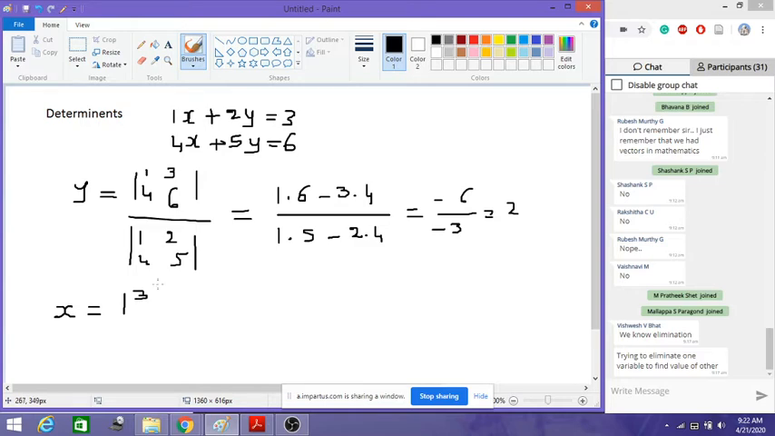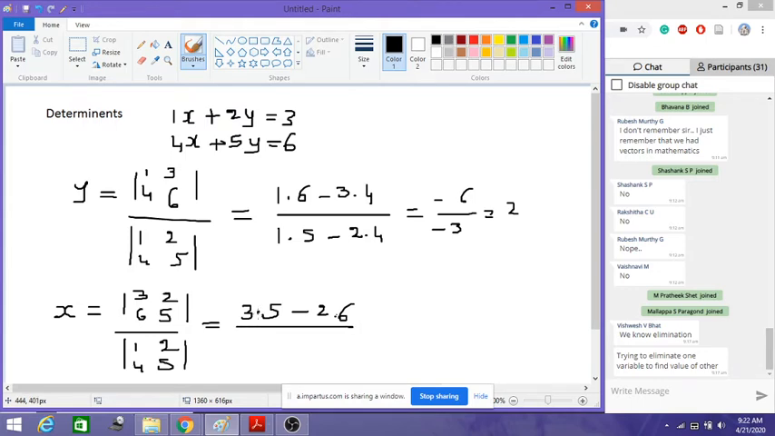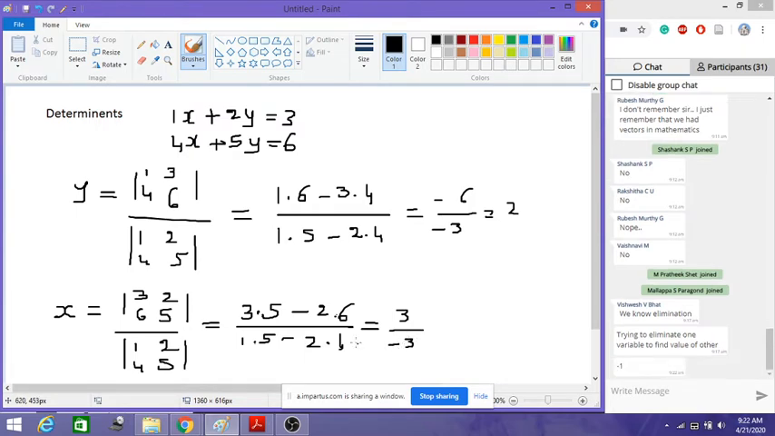So it is 3, 2, 6, 5 divided by the coefficients on the left side, that is 1, 2, 4, 5. Then cross multiply this, so you will get 3 into 5 minus 2 into 6, divided by 1 into 5 minus 2 into 4. So we'll get this as 3 by minus 3, which is equal to minus 1, right?